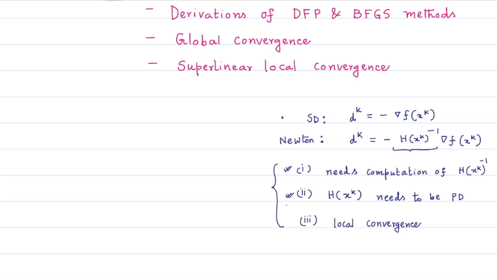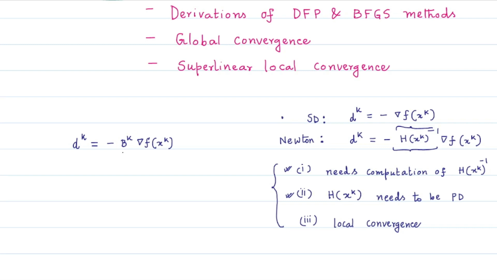In order to alleviate the drawbacks of Newton's method, what we do is consider the direction of movement dk as the negative of some positive definite matrix Bk times the gradient of the function at the point xk. If Bk is a positive definite matrix, which possibly is an approximation of the Hessian inverse, then Bk involves some sort of second order derivative information of the function.